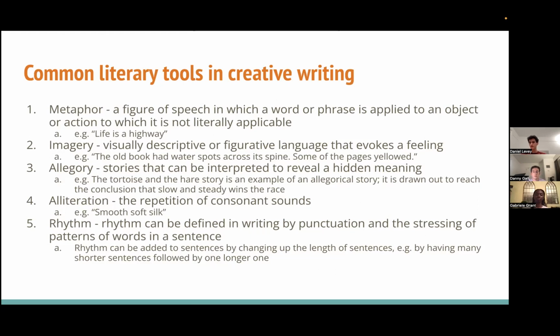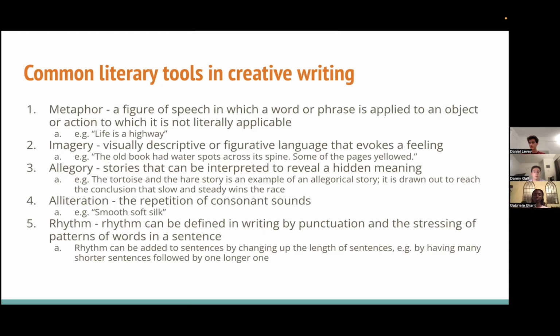A trickier literary tool to use is allegory, which is when your entire story has a hidden meaning, which is only revealed at the end. The tortoise and the hare story is a famous example of an allegory. It is a fictional story drawn out about a race, but the hidden meaning is the final conclusion that slow and steady can win the race.